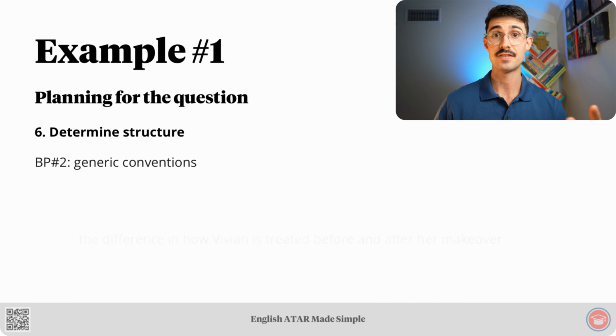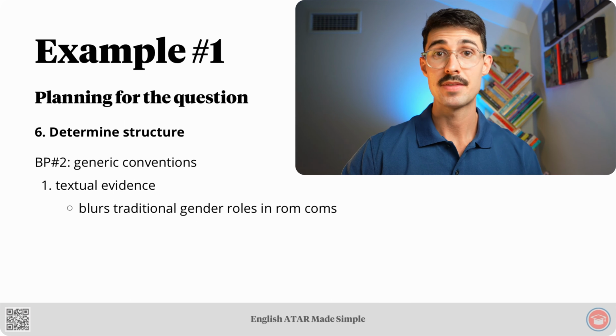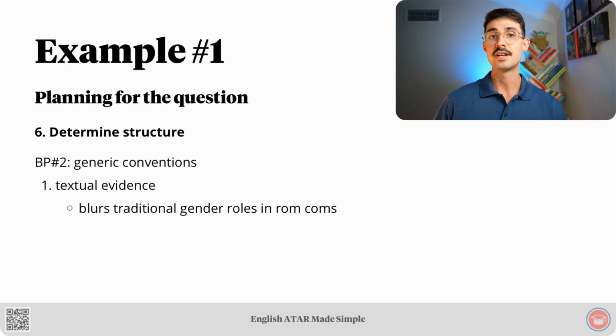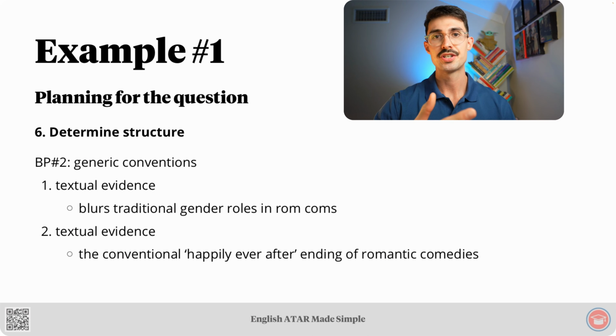For body paragraph number 2, I'll be discussing generic conventions. My first piece of textual evidence will discuss how the text blurs the traditional gender roles in rom-coms. In Pretty Woman, the main characters' similarities are highlighted, namely that they both screw people for money. Another convention that will be discussed is the conventional happily ever after ending of rom-coms, which usually relates to some sort of damsel in distress being saved.